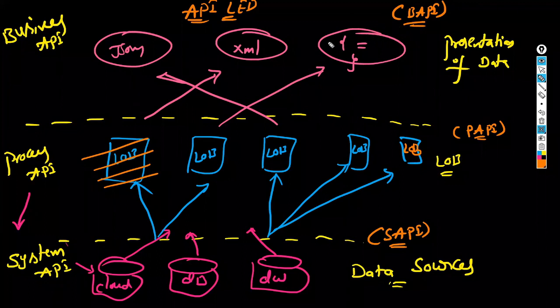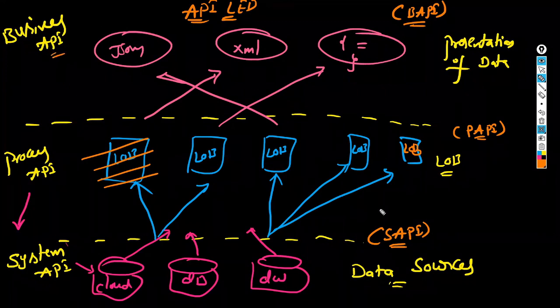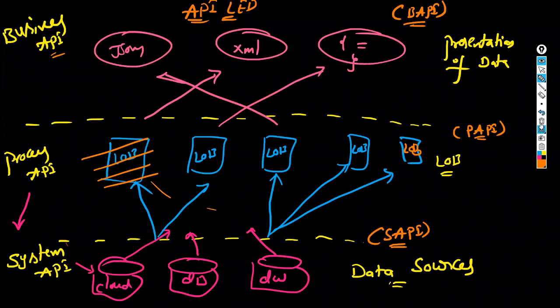For example, if you are using a mobile application, then we need to give the response in one format. If you are using a desktop application, according to your end user's point of view, you need to recreate your response, right? That recreating of the response is developed by your business API. Okay, so this is your API-led architecture. Got it, guys?